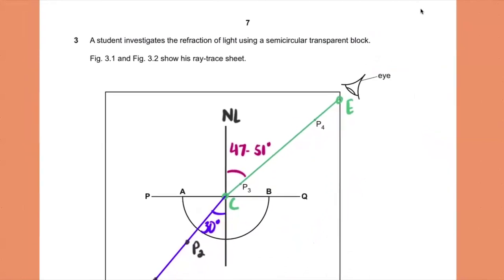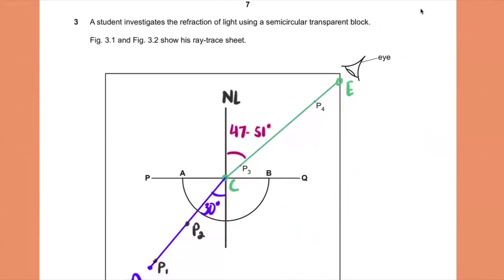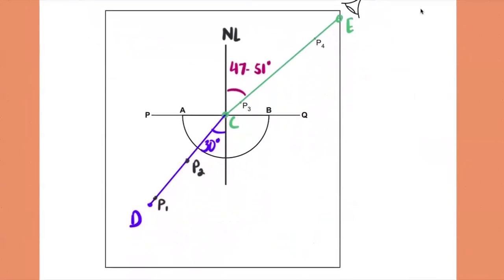All right, question number 3 is on refraction of light. It's a full-blown question, which does talk about a lot of details that may be asked in similar questions. A student investigates the refraction of light using a semicircular transparent block. 3.1 and 3.2 are showing his ray trace sheet.